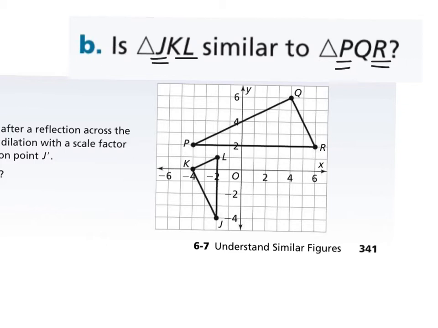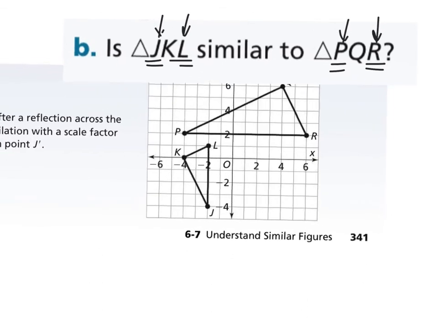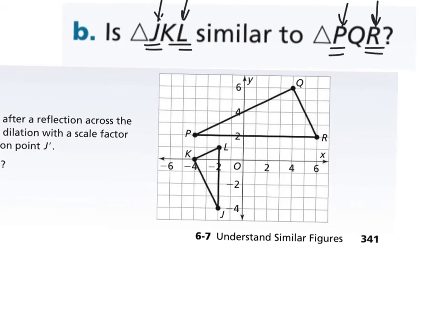Look at the other one. P and R were the first and last letters here. The first and last letters on our potential similarity statement are JL. So we're going to try to match up PR with JL. Those are two sides that are going to potentially match up if these are going to be similar. PR is 10 units and JL is 5 units if we count that out.